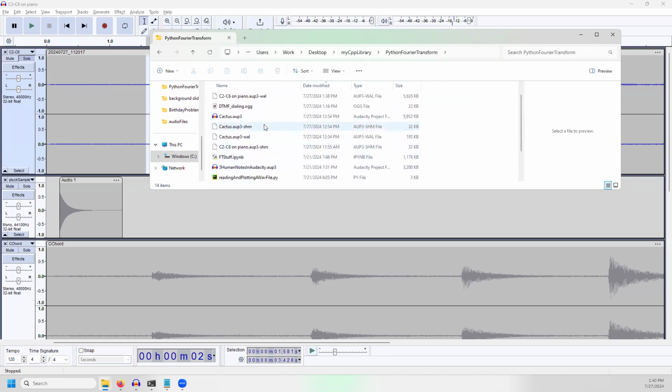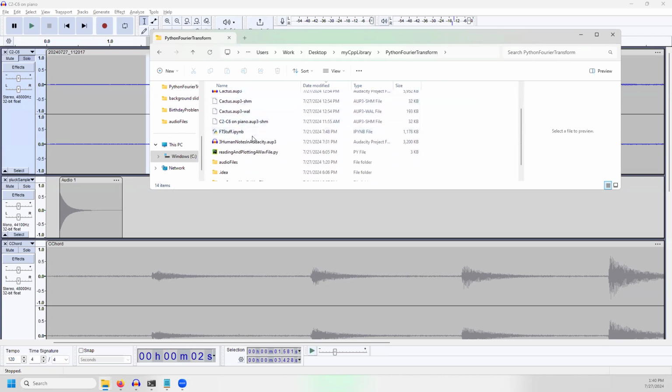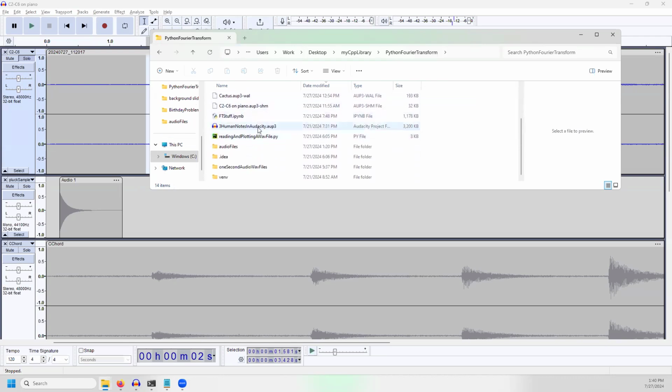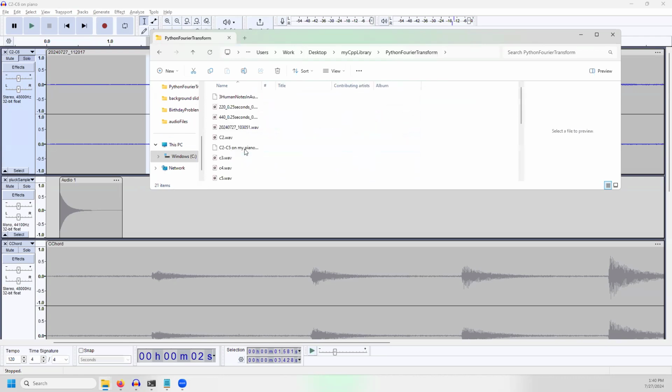Okay, and I put it in audio files. I have these Audacity projects, Cactus in the Valley by a musician that I like. 3 human notes is me recording, humming some different notes. Put it in audio files, so c2.wav plays that. C3, okay.